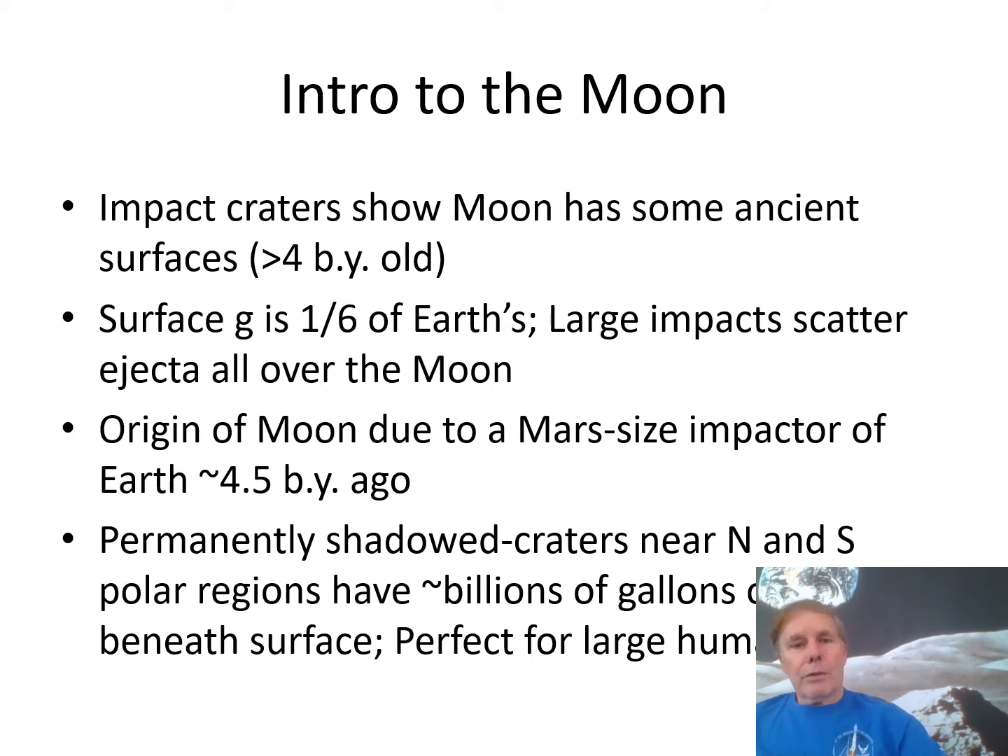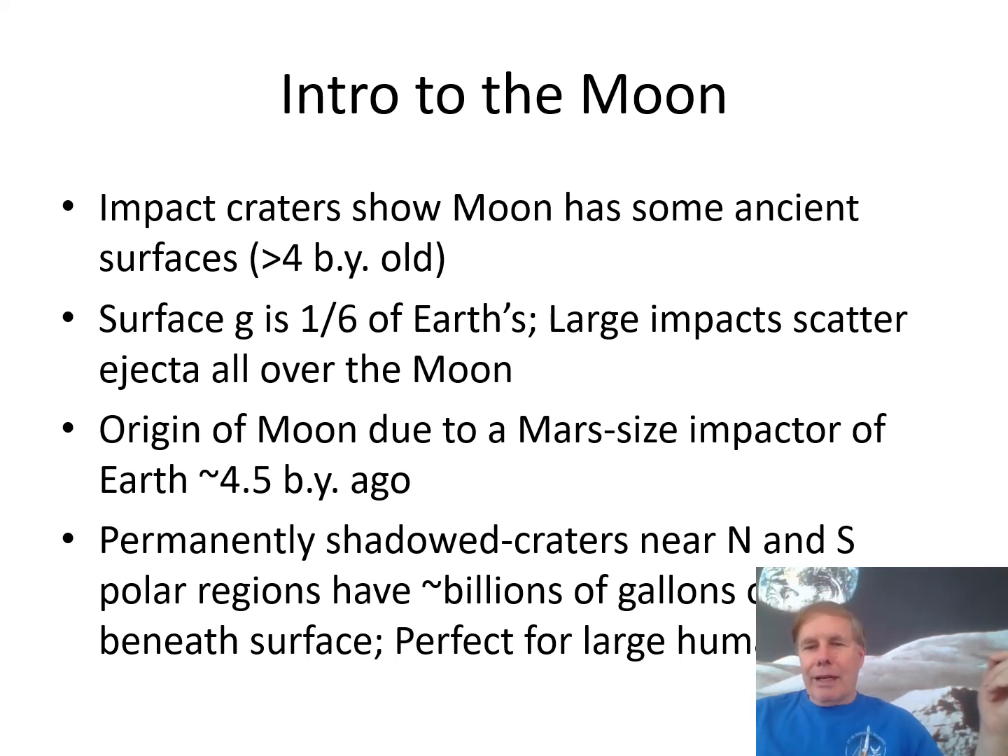The other aspect of the moon that's extraordinary in today's terms is that there are craters near the north and south poles that are large enough so that their walls actually shadow the sun. In other words, the sun never shines into the floors of these large craters. The reason is that the axial tilt of the moon is very small. And so there are permanently shadowed craters near the north and south poles that have been studied for many years.